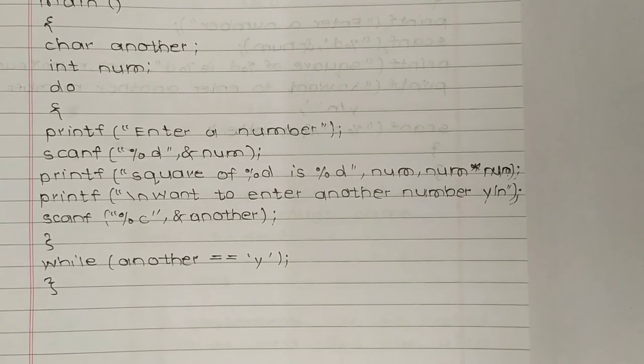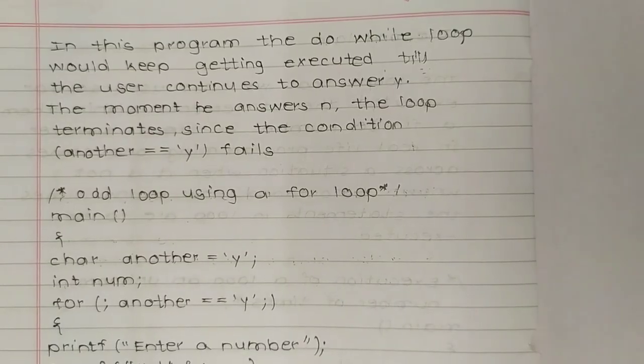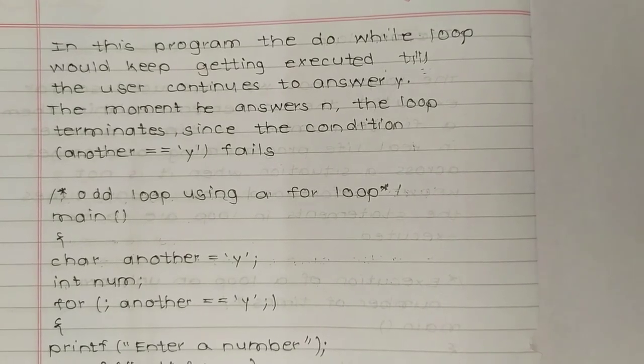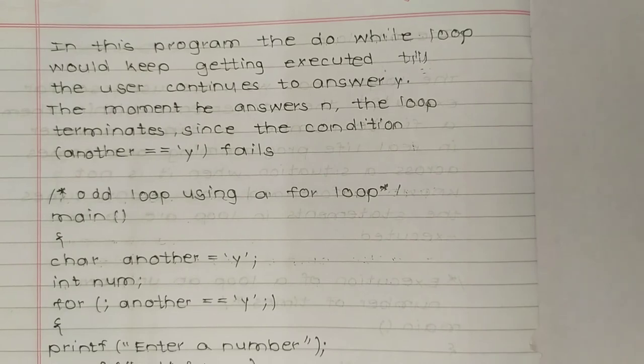That means we are asking the user whether they want to enter another number. That means this loop will be infinite, or it can be repeated an unknown number of times. That is why it is called an odd loop or infinite loop. In this program the do while loop would keep getting executed till the user continues to answer y. The moment he answers n, the loop terminates since the condition another is equal to y fails. So here we are repeating that loop an unknown number of times. That means we don't know how many times it will be repeated.